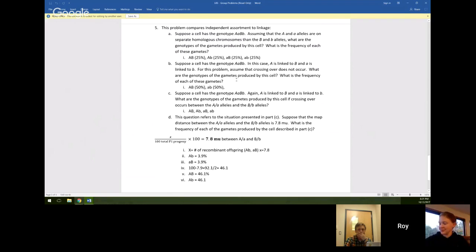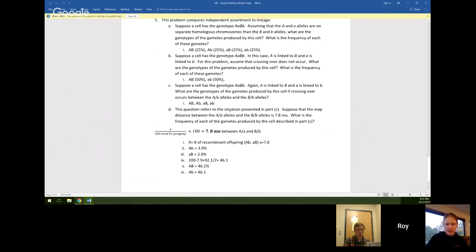And the next part B asks us what to do if the genes are linked. If the genes are linked, you'll only end up with 2 different genotypes because they're linked. And so you end up with pretty much homozygous dominant and homozygous recessive. Part C says, again, capital A is linked to capital B and lowercase a is linked to lowercase b. What phenotypes are produced in the cell if crossing over occurs between the two? If crossing over occurs, you're going to end up with the same phenotypes you had in the independent assortment on top.